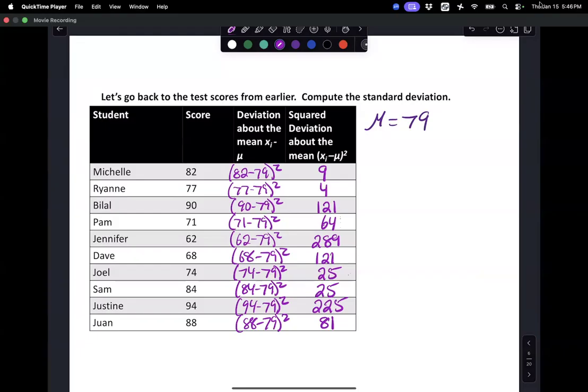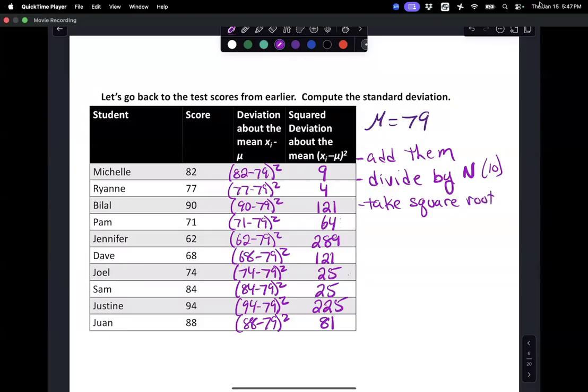Okay, after you get all of those squared differences, add them together. That's the first thing. Then you're going to divide by capital N, our population size, in parentheses, that's 10. There are 10 of these test scores. Divide by the 10 and take the square root. And that'll be your answer. So go ahead and work through that.